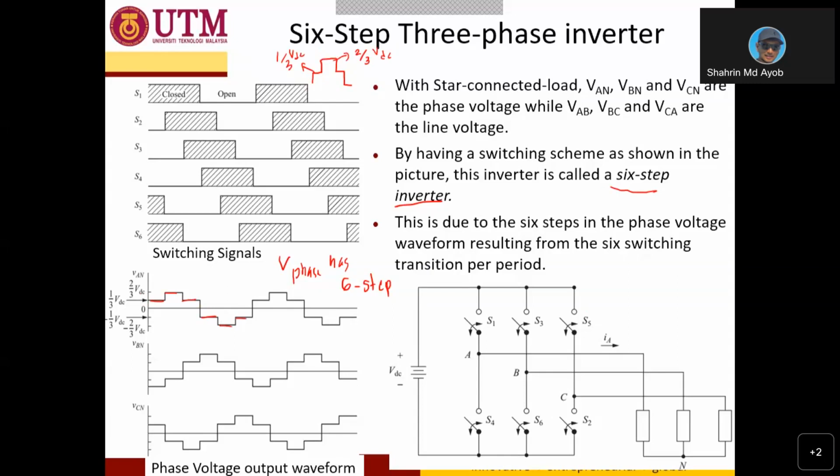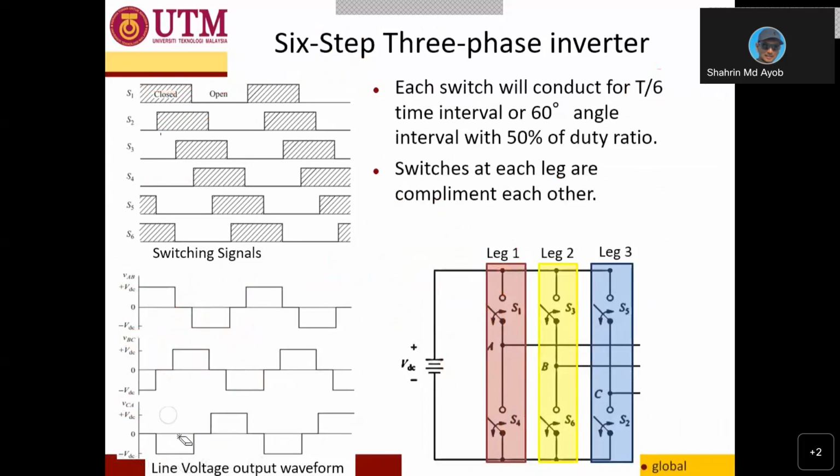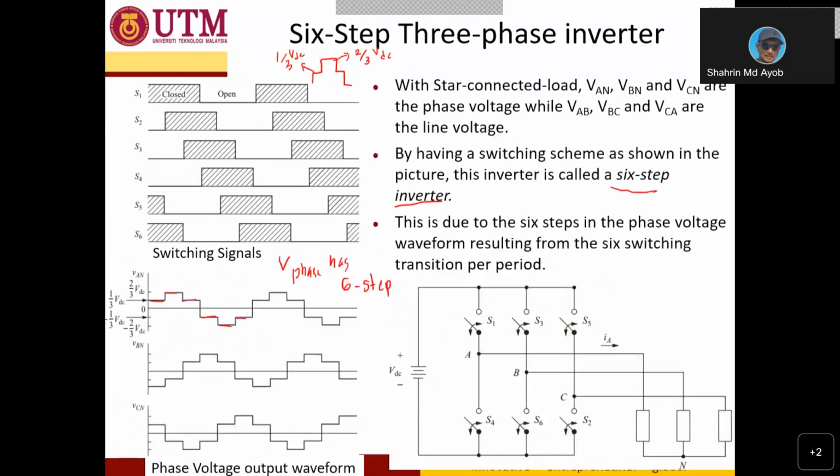So this one is your phase voltage. By comparing the waveform of phase voltage and line voltage here, which one, in your opinion, has less harmonic distortion? This one is your line voltage, this one is your phase voltage. Which one has better harmonic content, meaning lower harmonic content? The phase voltage or the line voltage?